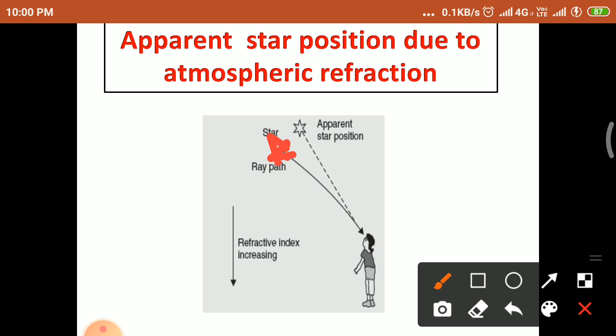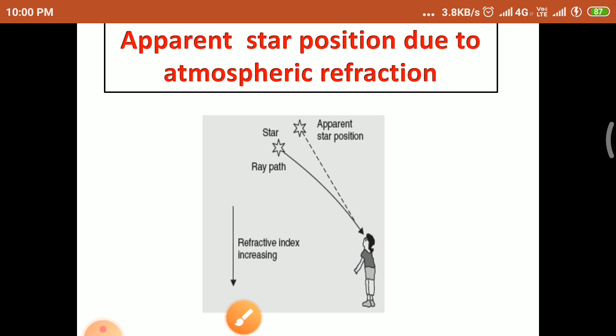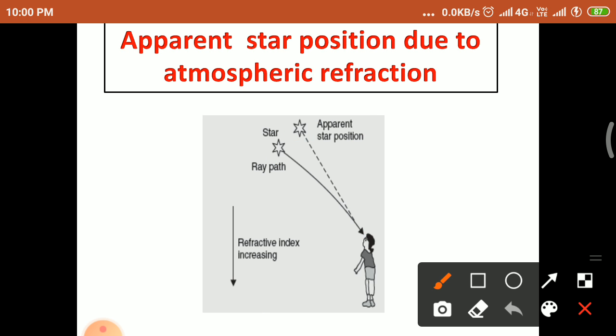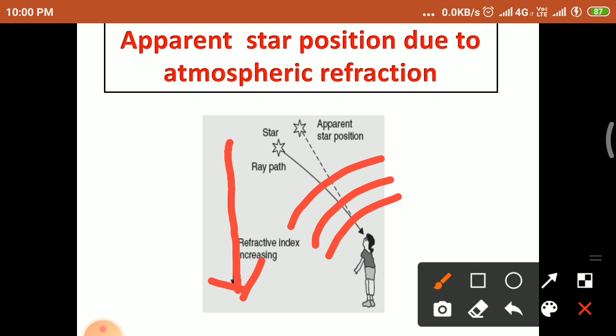When it enters the earth's atmosphere, the refraction takes place. But if I draw the backward line, we see that the star is here. So this is the actual star and this is the apparent star. And you must mention that the refractive index of the medium is increasing from layer to layer. This is the atmosphere layer. So when it enters the atmosphere layer, the refractive index of this medium is increasing downward.